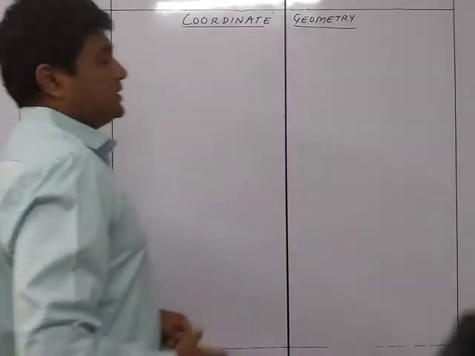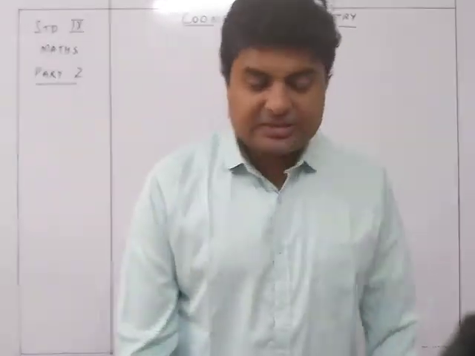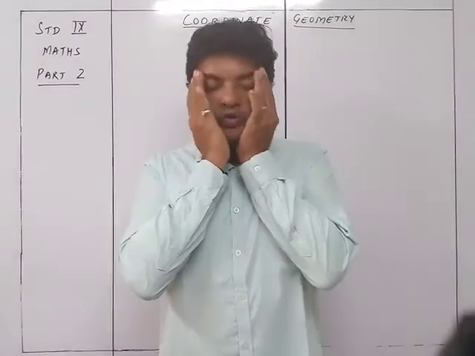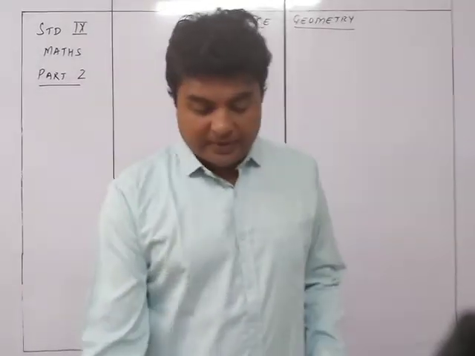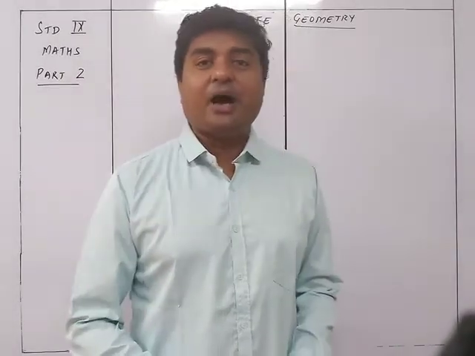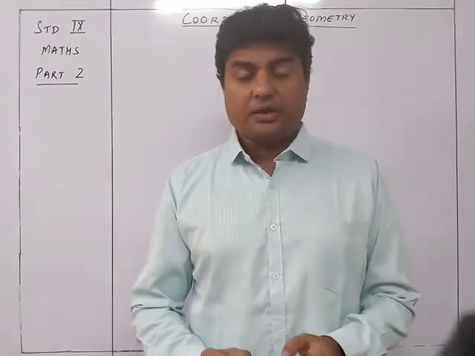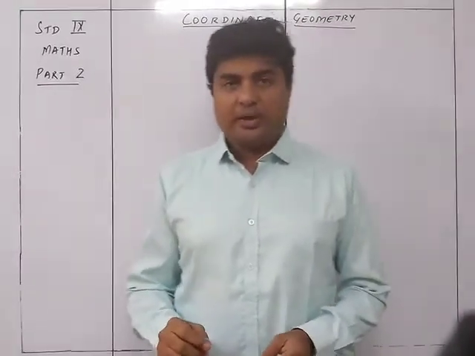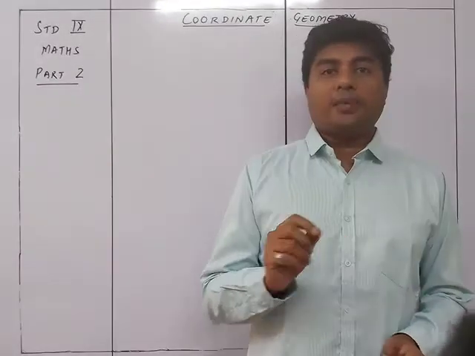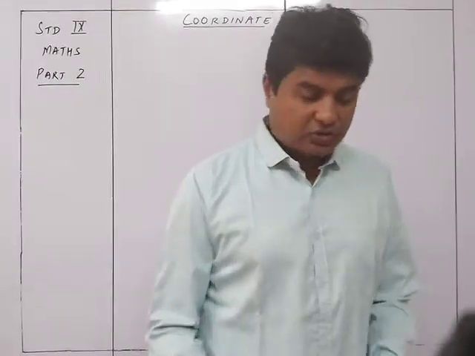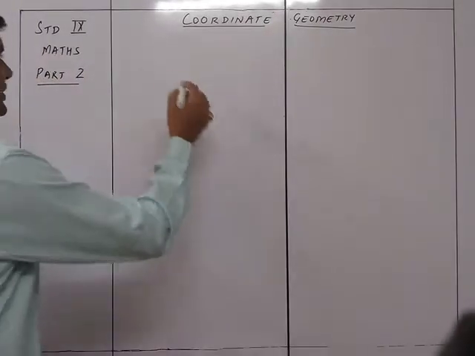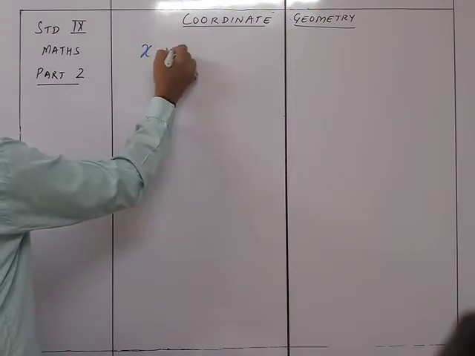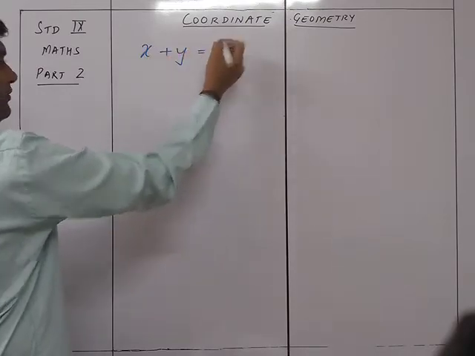So we continue with our next exercise of the coordinate geometry. Now in this particular exercise we are going to see how we represent an equation having x and y on a particular line. So if I got an equation as x plus y is equal to 5.